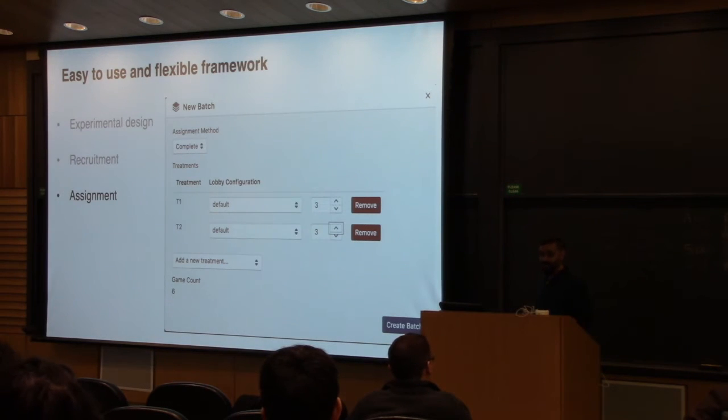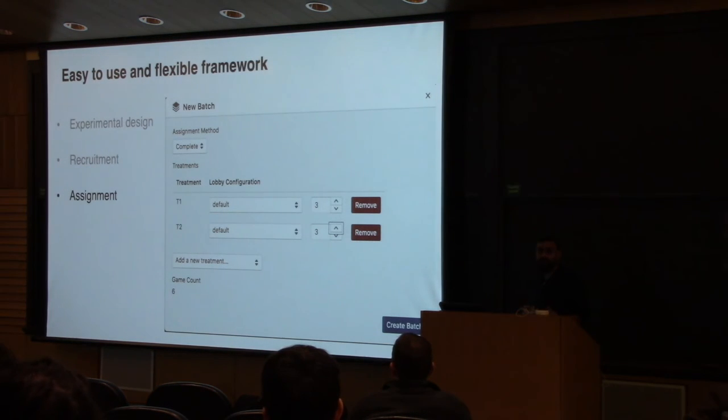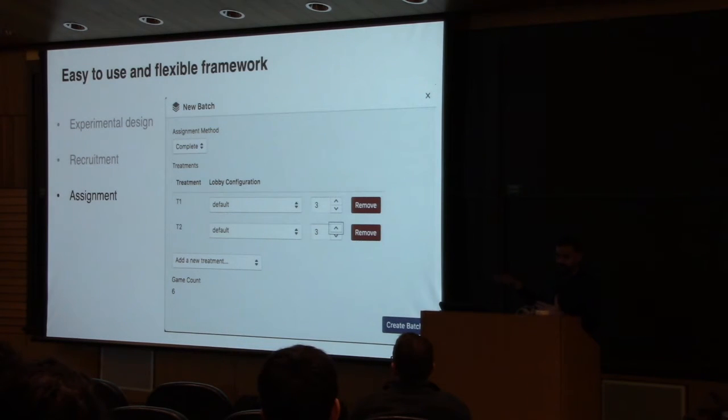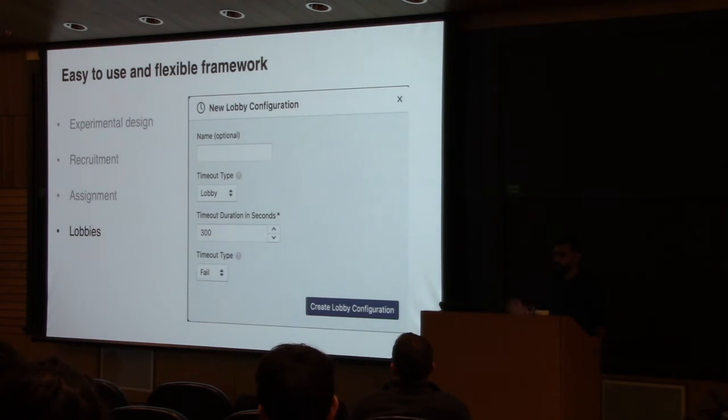Assignment, so that's randomization. How do you want to assign participants to different treatments? It's rich in terms of configuration, from no randomization to simple to complete to more complex things like block randomizations or custom randomization procedures, to waiting rooms and lobbies, which can also have a lot of configuration that we can talk about in the tutorial.